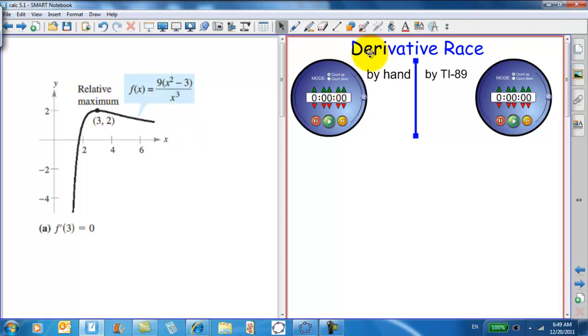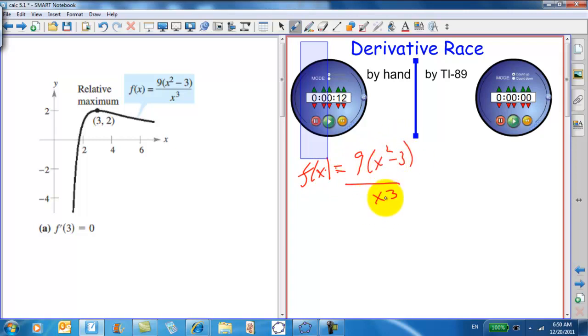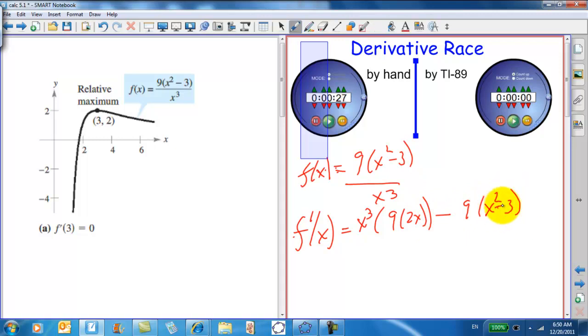Okay, we're going to start with by hand on this function. So start the stopwatch, please. Here we go. We've got f of x equals 9 times x squared minus 3 over x cubed. And so I'm going to use the quotient rule. f prime of x equals bottom x cubed times the derivative of the top, which is 9 times 2x, minus the top, 9 times x squared minus 3, times the derivative of the bottom, which is 3x squared, all over the bottom squared.